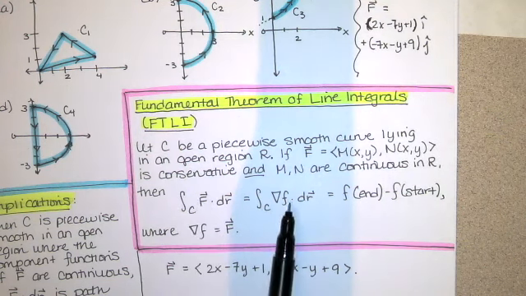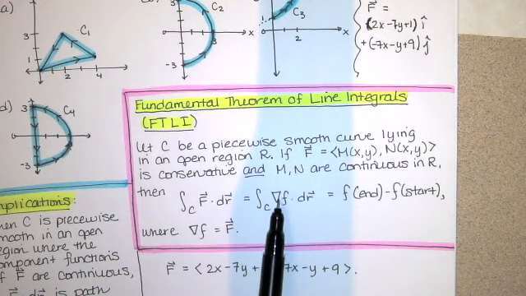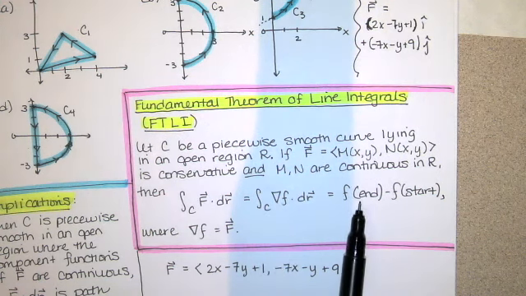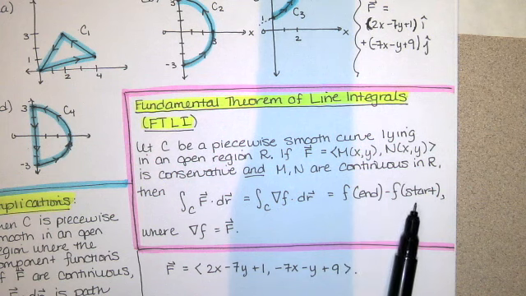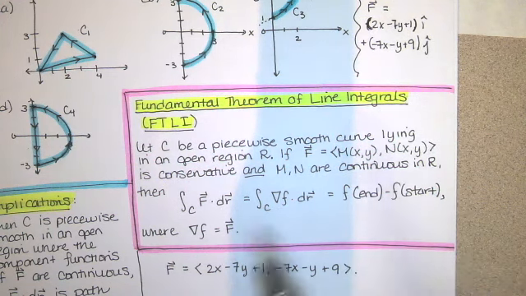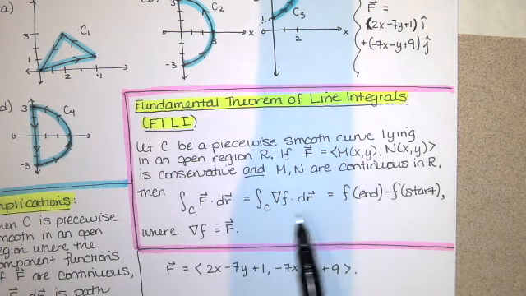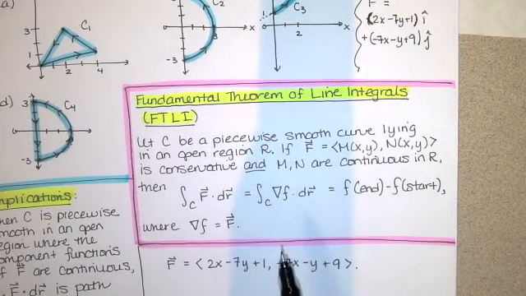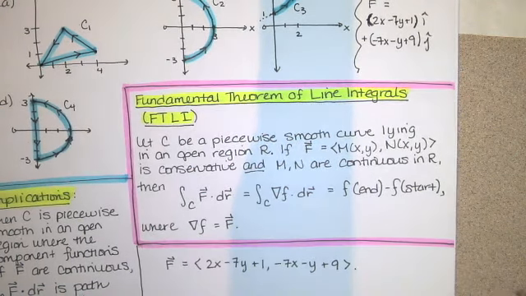And the only thing we have to do to evaluate that is find that potential function, evaluate it at the end point, and evaluate it at the start point of our path, and subtract. This is very similar to one version of the fundamental theorem of calculus that you learned in Calculus 1. So there are a few conditions in there.